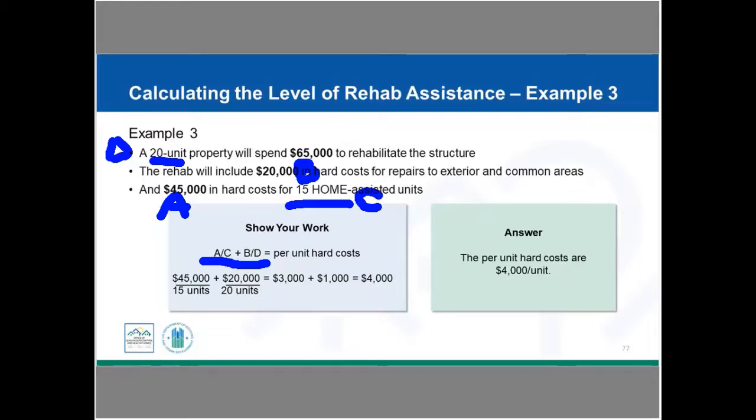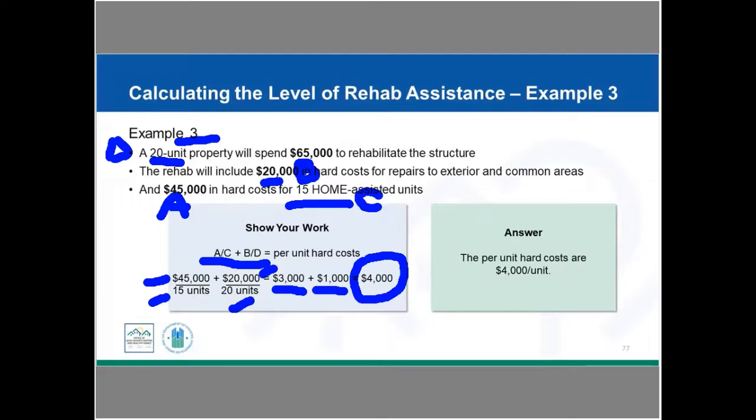Okay, so now let's look down here. We have our A over C, so our A is 45,000. We see we have the 45,000 here, and it's divided by C. C is our number of federally assisted units in the project, so I have my 15 units here. So if I take 15 into 45,000, I come up with $3,000. And then we need to look at our B divided by D. So my B is the rehab hard cost for the common areas and exterior work. It's my $20,000. And then it's going to be divided by the total number of units in the project. And our total number of units was 20 units. So we have 20,000 divided by 20, and that's 1,000. So we take these numbers, we add them together, and we come up with $4,000 per unit hard cost.